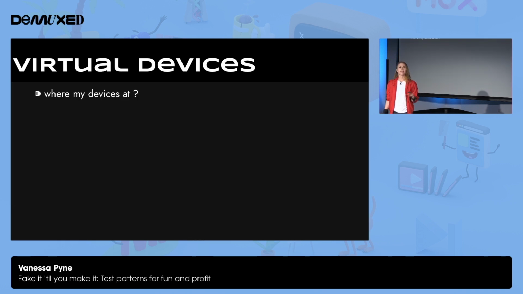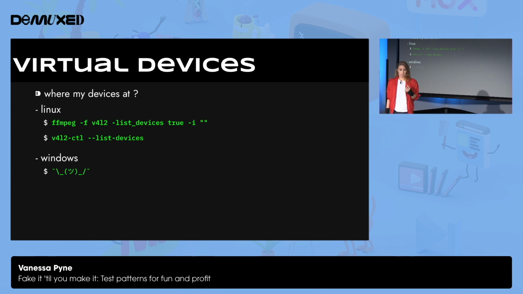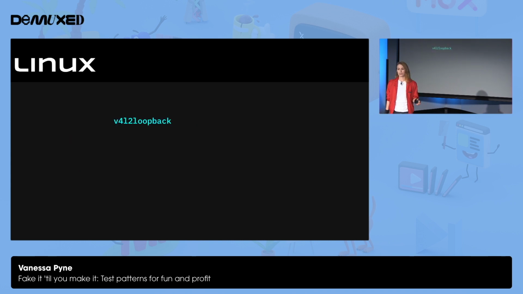But before we do that, let's look at what we already have. We use enumerateDevices in the browser, but options abound to use the command line to answer the question, where are my devices at? On Linux, there's ffmpeg with Video for Linux and Video for Linux Control. And on Windows, and on Mac, there's ffmpeg with AV Foundation and gstreamer Device Monitor, which is also available on Linux. OK, so now let's make a virtual device on each of these platforms.